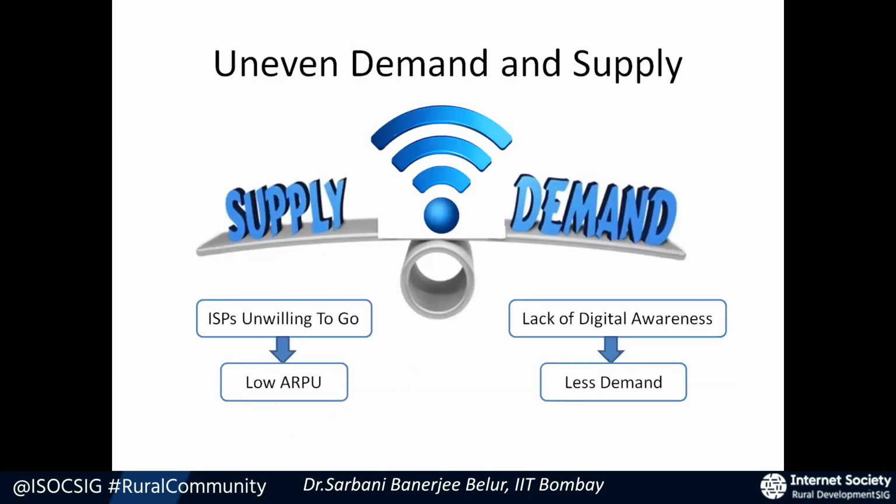So there is an uneven demand and supply. On the supply side, the ISPs are unwilling to go because of low ARPU, and on the demand side, there is a lack of digital awareness. There is less demand. Till date, there are many villages where there is absolutely no connectivity, no voice connectivity as well, and they are not so worried about it. And even if they are worried about it, they don't have the digital literacy and other things that enable them to use the services effectively.